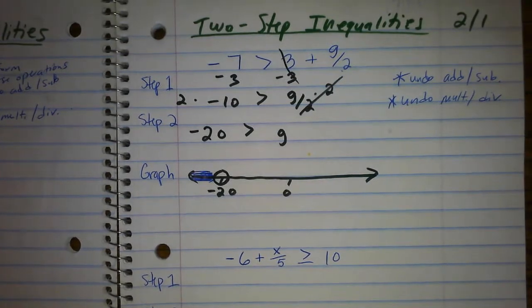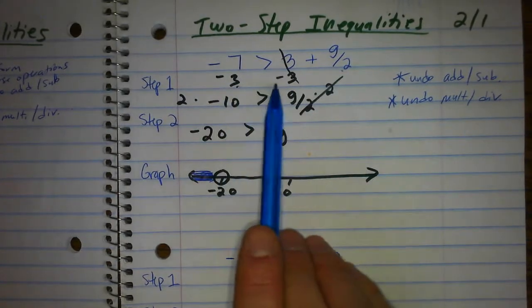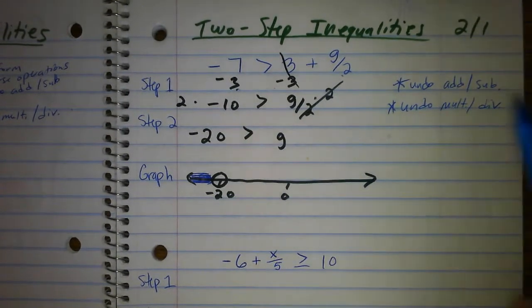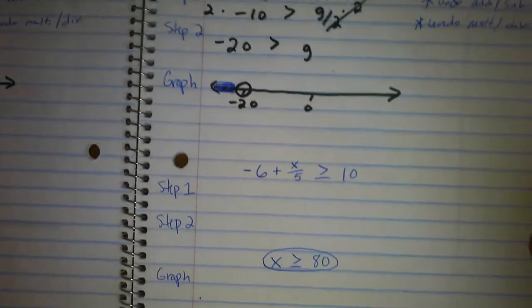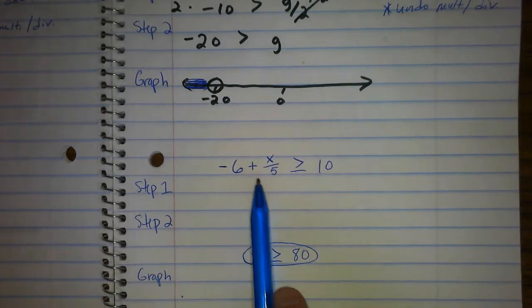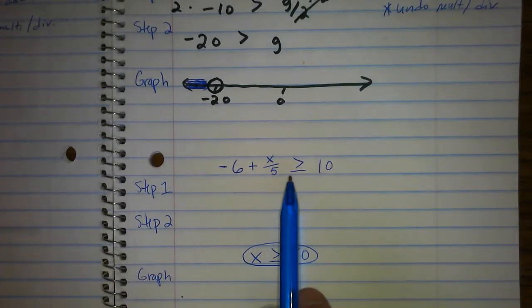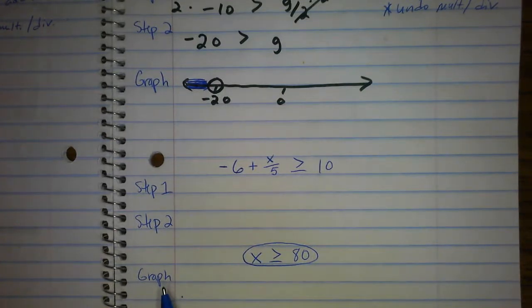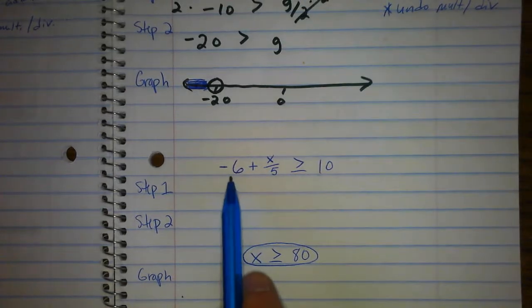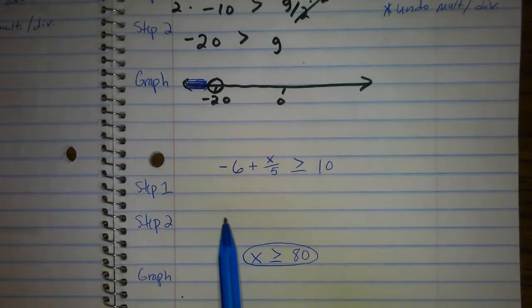Alright, but the steps are the same. You still undo the addition and subtraction first, like I did right here. And undo multiply and divide second, like I did right here. Alright, and then graph. So, for your example, the one that you're going to do, negative 6 plus x over 5 is greater than or equal to 10. I want you to go ahead and solve that just like I did. Step 1, undo the subtraction here, minus 6. Step 2 is to undo the division, divided by 5, using inverse operations. And this is the answer that you should get.